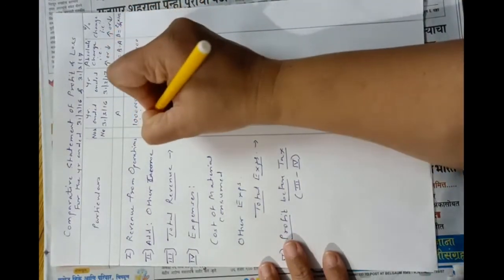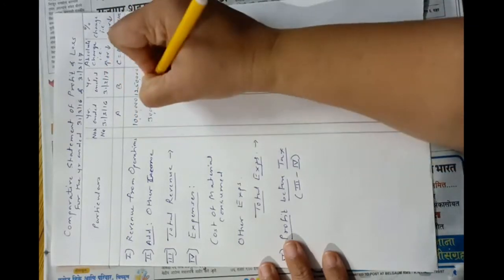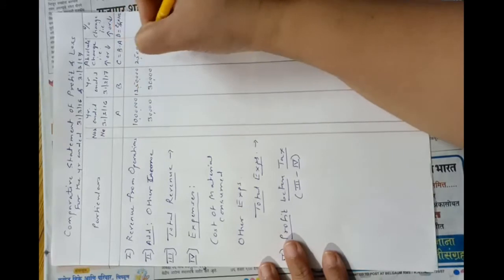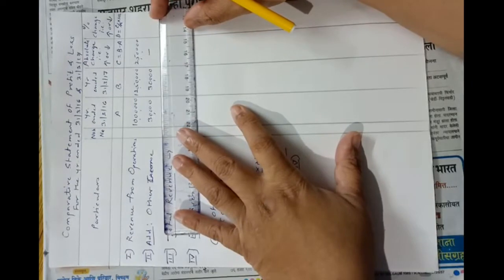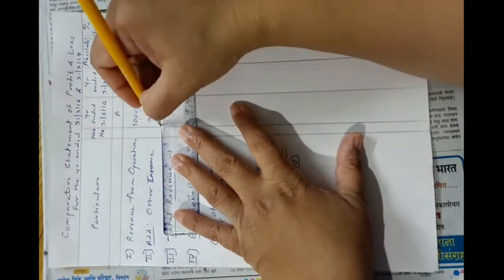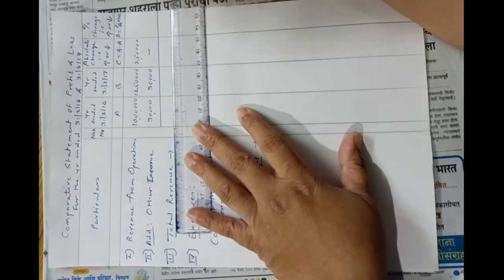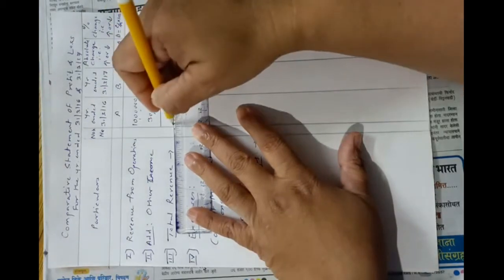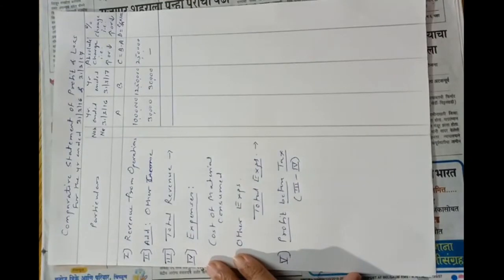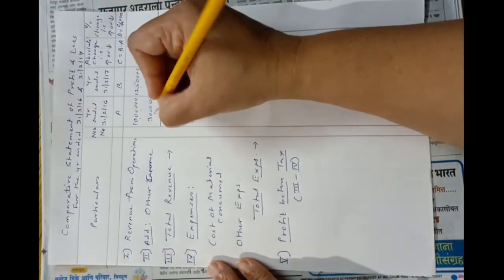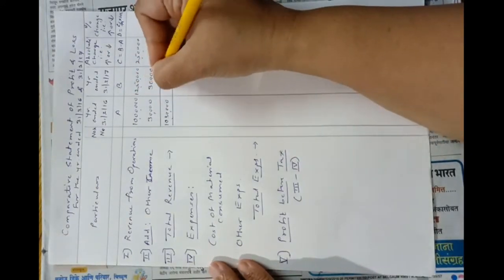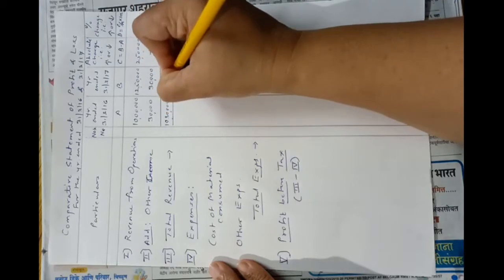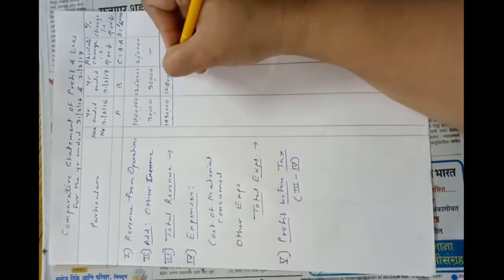Okay. So 30,000, there is no increase or decrease. And now we have to add and calculate total revenue. 10,30,000 and 12,80,000. So there is increase of obviously 2,50,000.